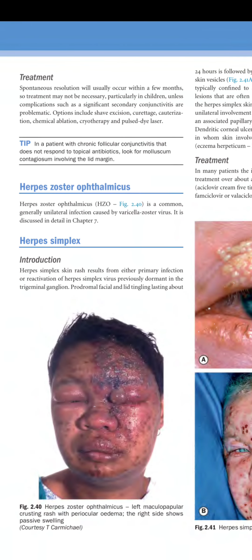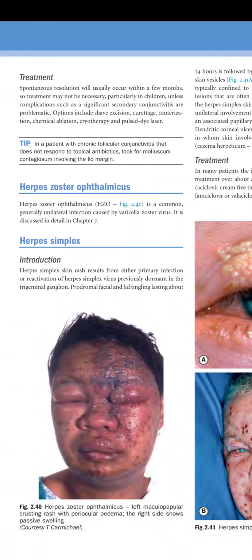Treatment: spontaneous resolution will usually occur within a few months, so treatment may not be necessary, particularly in children, unless complications such as a significant secondary conjunctivitis are problematic. Options include shave excision, curettage, cauterization, chemical ablation, cryotherapy and pulsed-dye laser. So basically, it is a self-limiting disease. You can just observe it, but if the symptoms are significant, you can excise it, use cryotherapy, or do laser ablation. Tip: in a patient with a chronic follicular conjunctivitis that does not respond to topical antibiotics, look for molluscum contagiosum involving the lid margin.